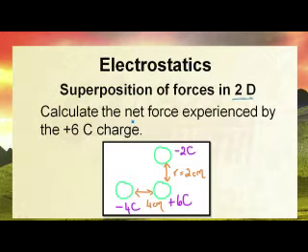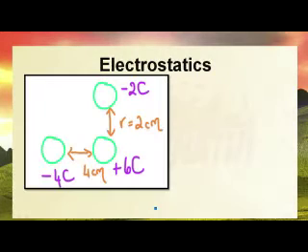And we would now need to go and calculate the net force experienced by the positive 6 coulomb charge. So this is my point of interest. From here onwards, we're going to take a closer look to see what's going to happen between the 6 and the 4 and between the 6 and the 2. Note though that these two things have got a specific charge. So between a negative and a positive, there's going to be a force of attraction.